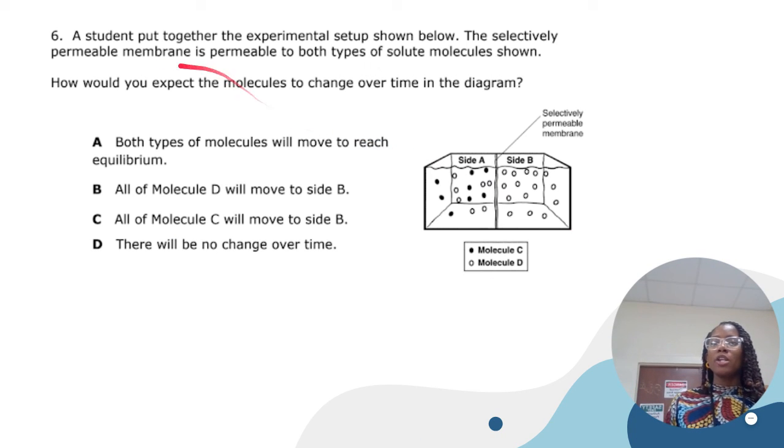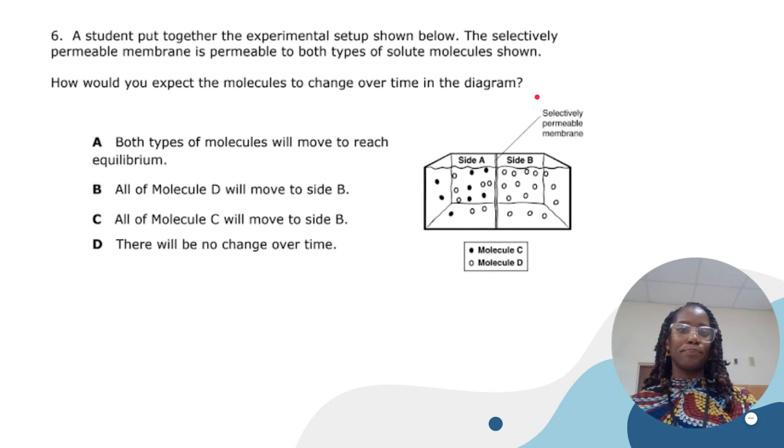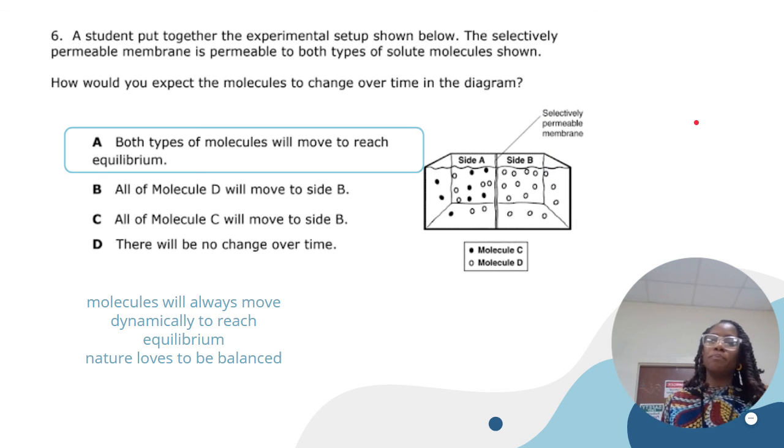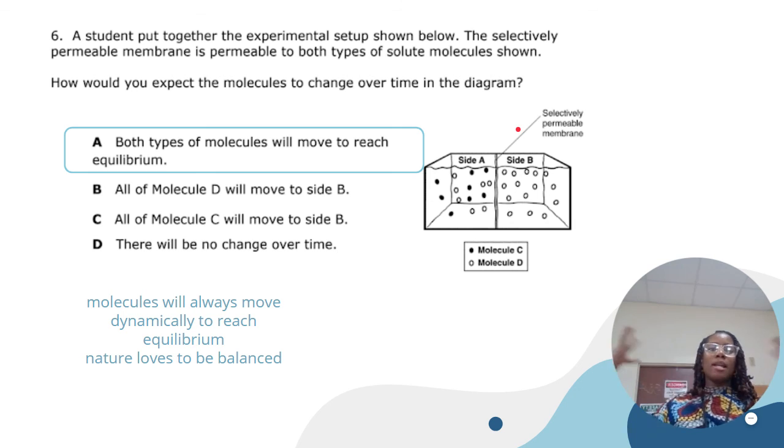Another problem. So a student put together the experimental setup shown below. A selectively permeable membrane is permeable to both types of solute molecules shown. How would you expect the molecules to change over time in the diagram? Well, both types of molecules, so both molecule C and molecule D, are going to move so they can reach equilibrium. They're going to move so they can reach an equal amount. Nature loves to be balanced.